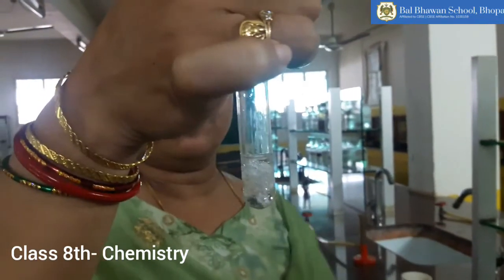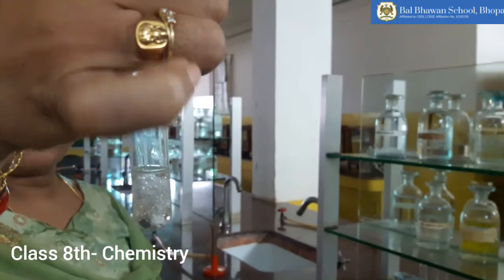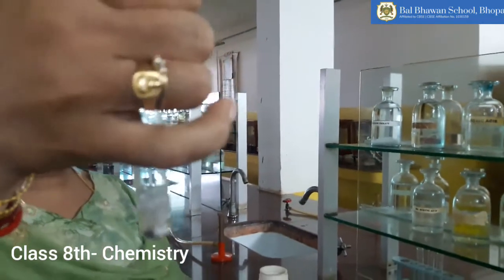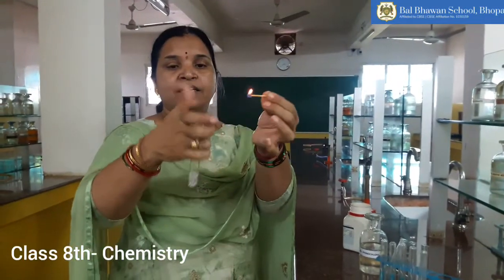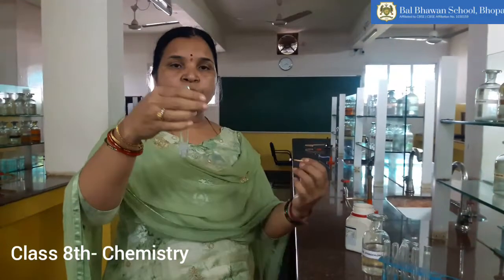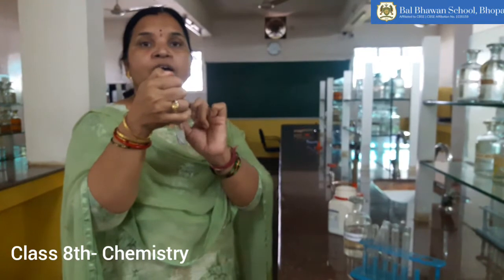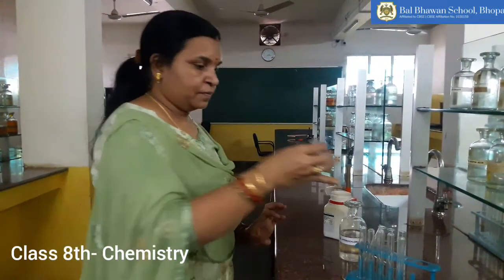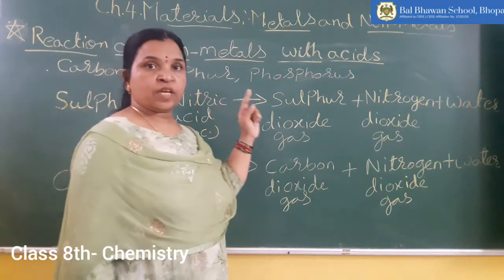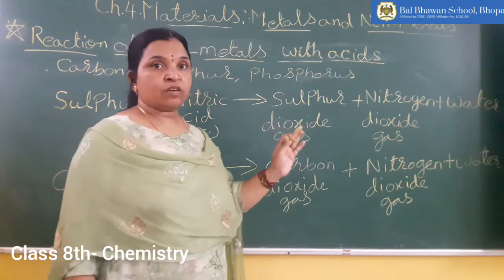Now we have to confirm that the produced gas is hydrogen gas. So how to confirm it? For that, you take the burning matchstick. Now you have observed the pop sound. So this pop sound indicates that the produced gas is hydrogen gas. Clear? Seen the reaction of metals with acid, and we have found what products are produced in that reaction.